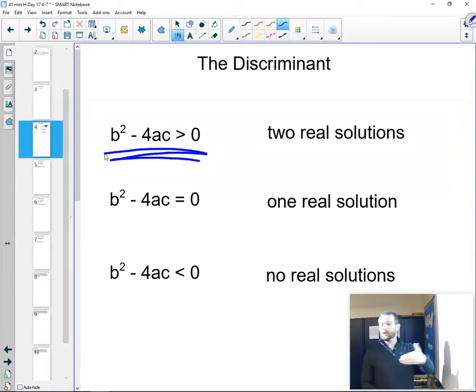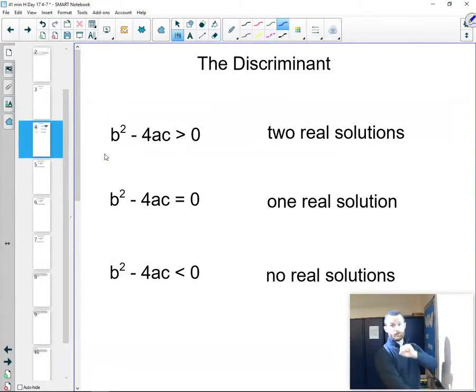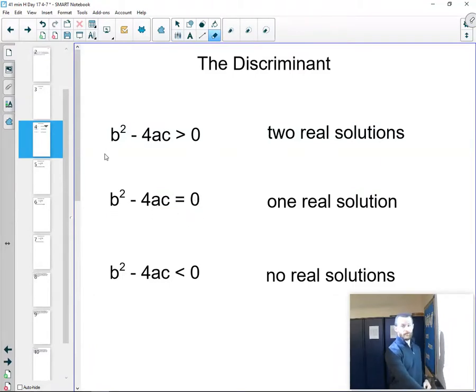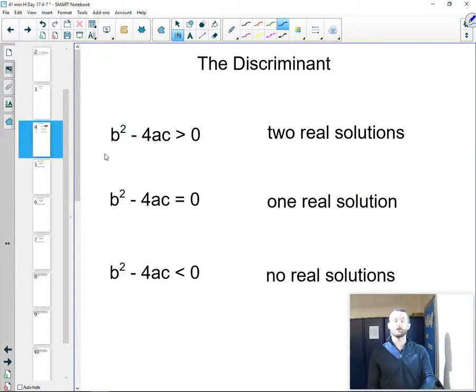If the discriminant, b squared minus 4ac, is greater than 0, then there are two real solutions. If it's positive, there are two real solutions. If the discriminant equals 0, then there's only one real solution to that quadratic equation. And if the discriminant is negative, less than 0, then there are no real solutions to that quadratic equation.